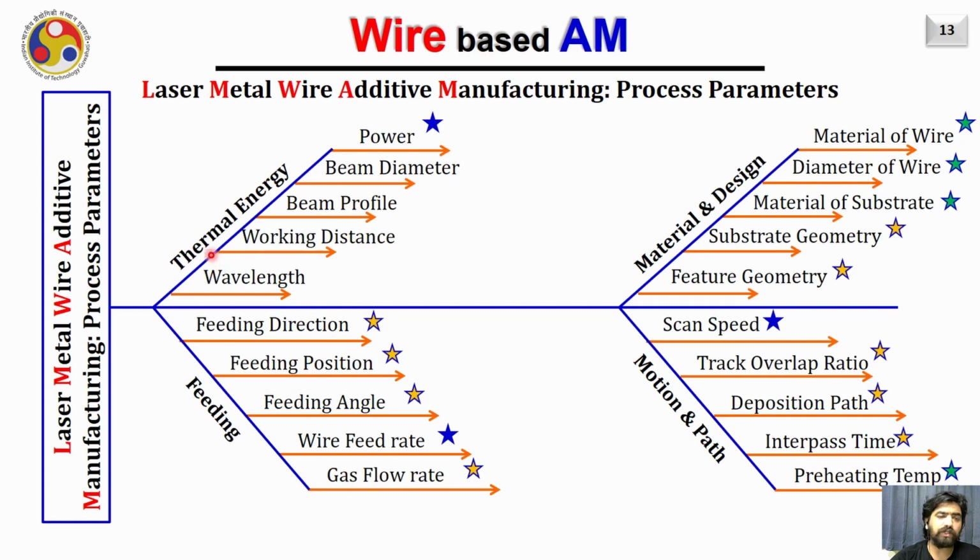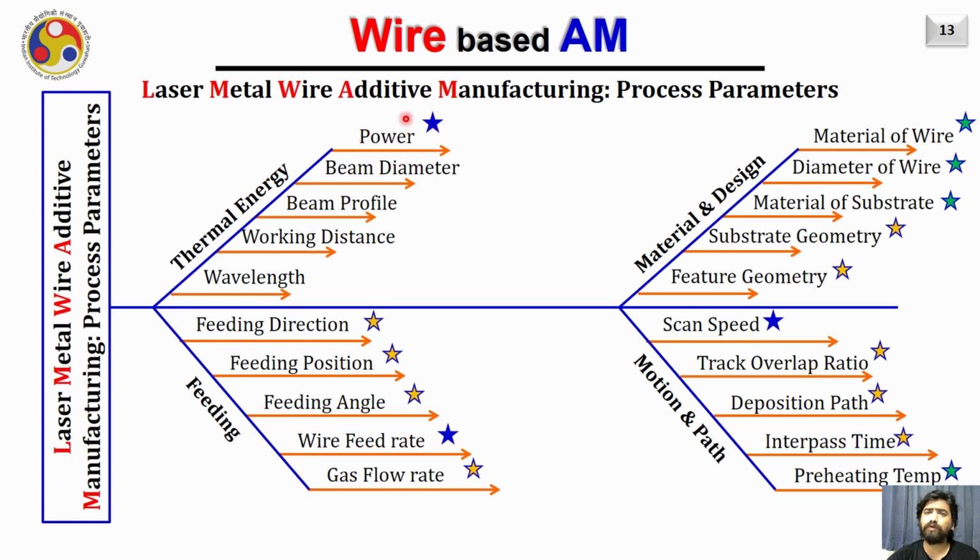In the first category, which corresponds to thermal energy, the process parameters are the power of the laser, the beam diameter, beam profile, working distance, and the wavelength. However, if you have already procured a system, then you will not be able to dynamically change the wavelength, the working distance, the beam profile, and the diameter of the laser until you change the optics of the head. Therefore, the only parameter usually in the control of the user with the same optical head, without changing any optics, is power.